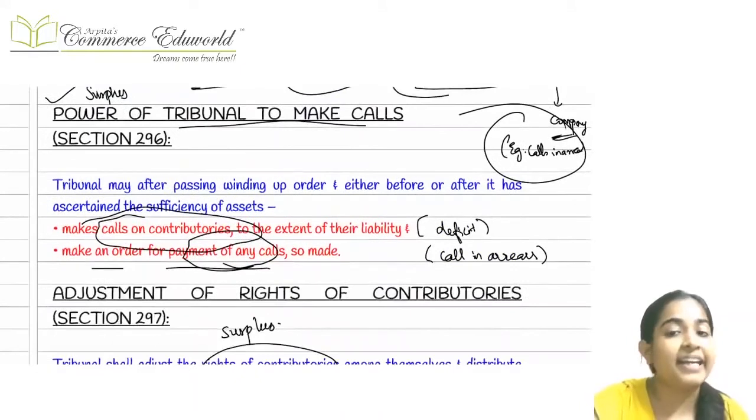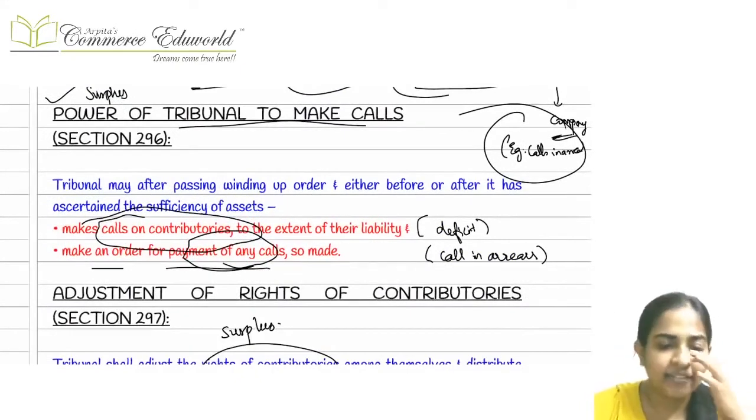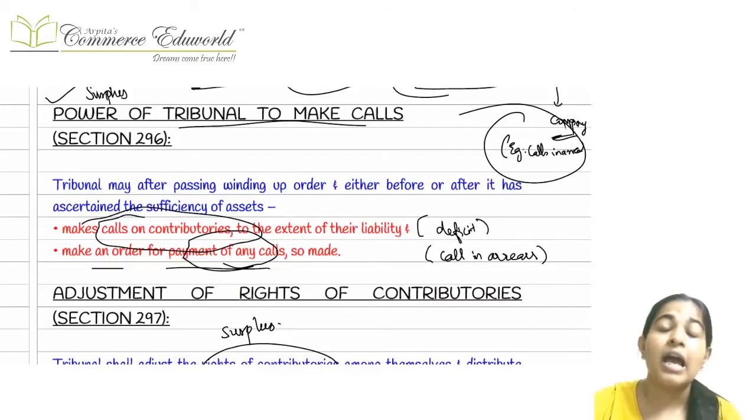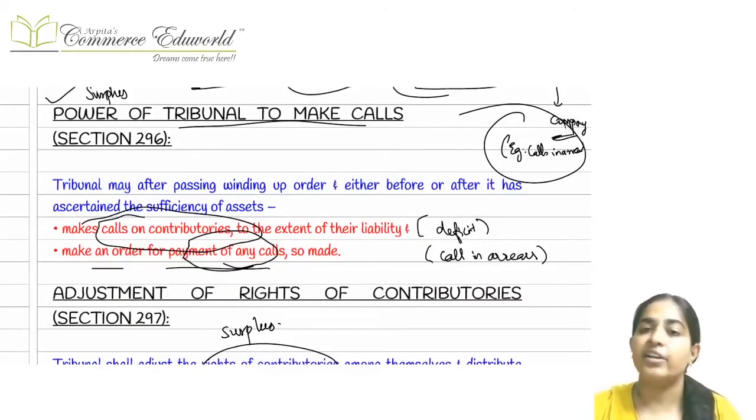Provided it is an undeclared dividend. Suppose if it's a declared dividend, then yes, it is a liability of the company. But if it is an undeclared dividend, then the contributory cannot say that my amount will be set off against this particular dividend, because announcing or payment of dividend is not mandatory, right?